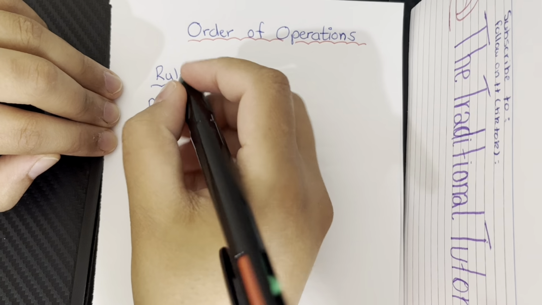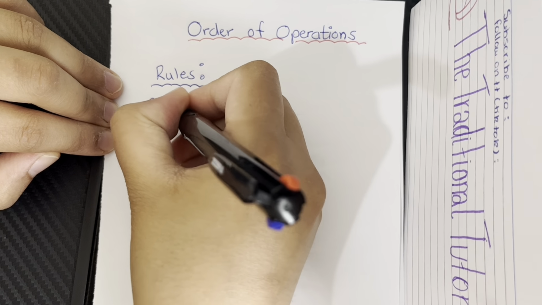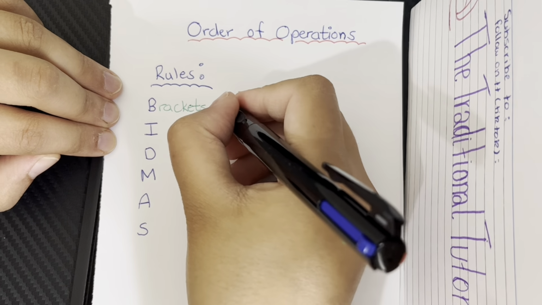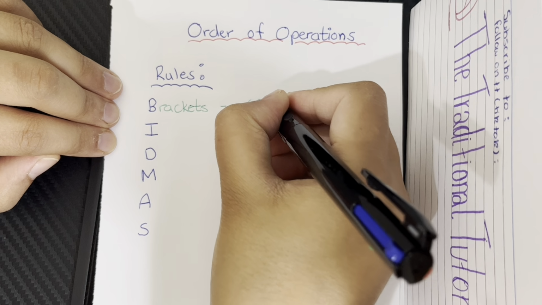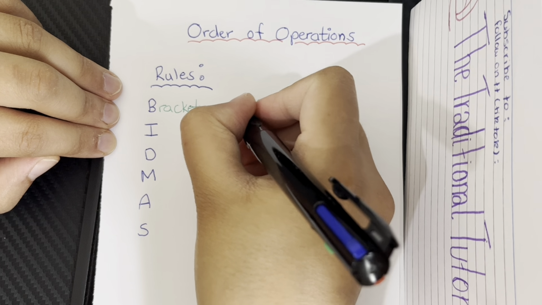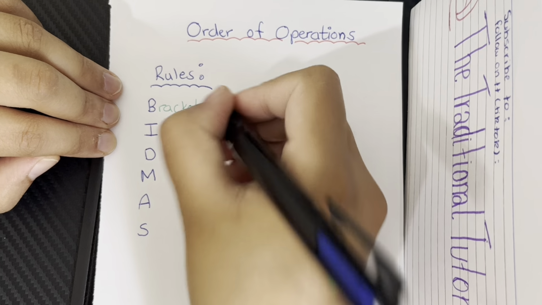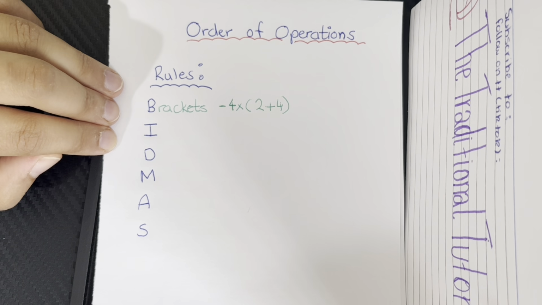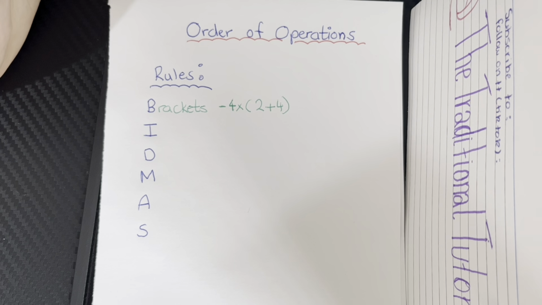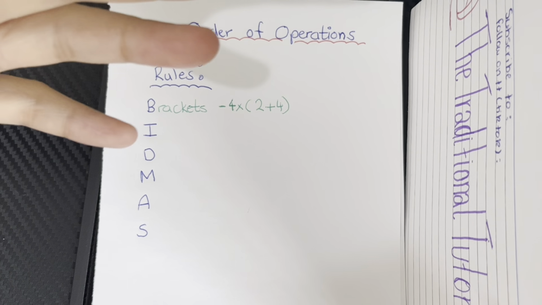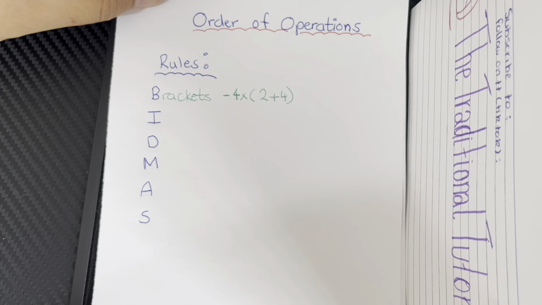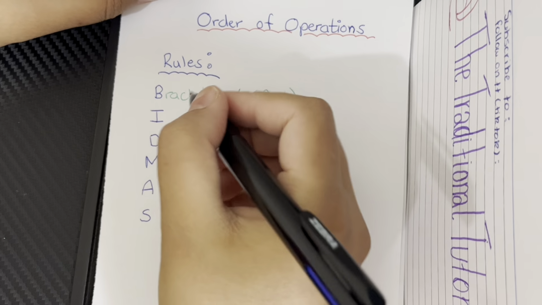First of all, we've got the B, which stands for brackets, or we can call them parentheses as well. By brackets, we just mean things like 2 plus 4, okay. If you've got a question like 4 times by 2 plus 4, you'll be doing the 2 plus 4 bit first because that's where the brackets are. I will be going through these examples in depth later on, so don't worry if it's not really sitting with you at the moment.